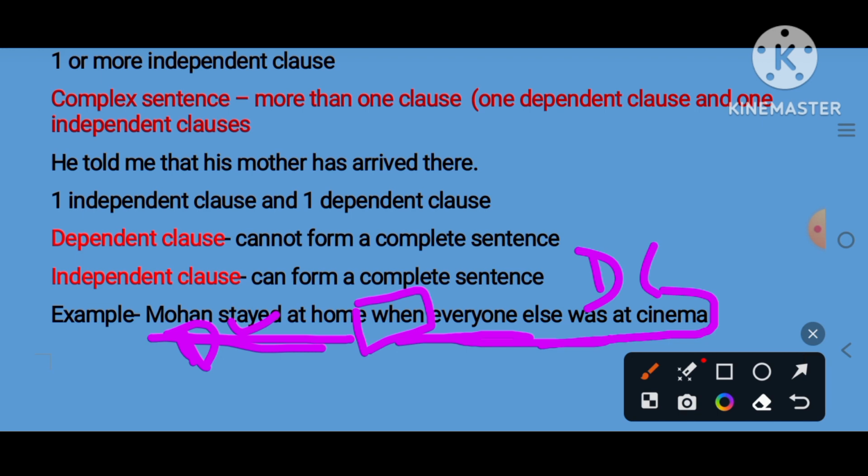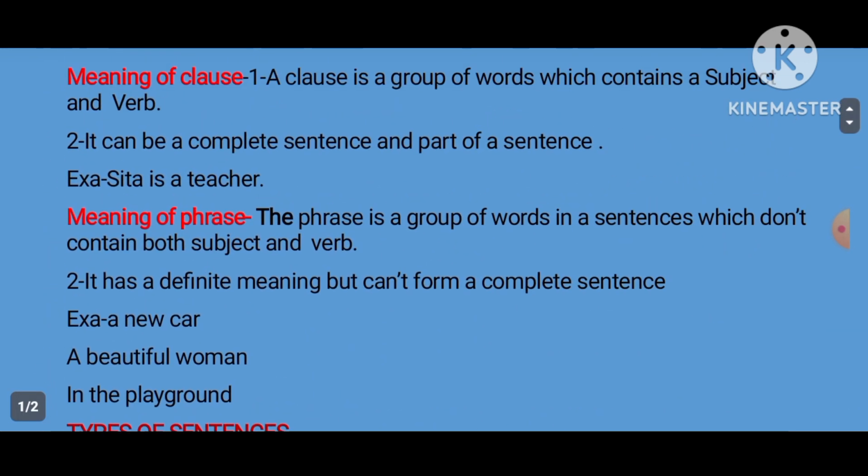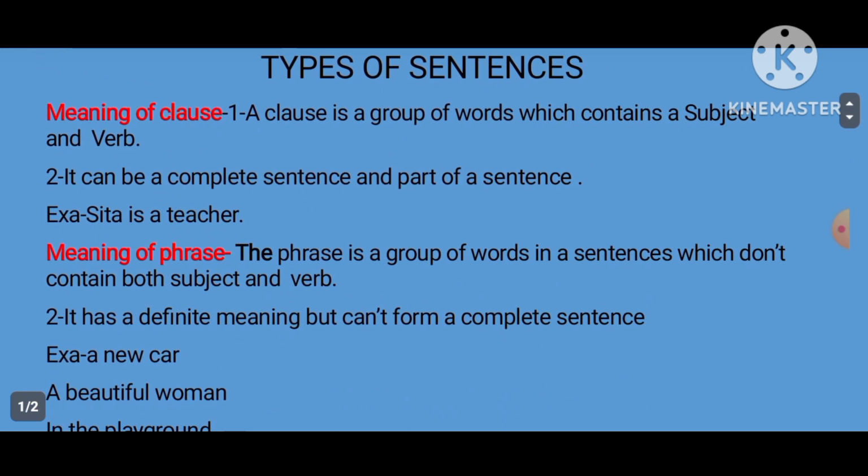So my dear students, I think all of you understand the basic knowledge about the types of sentences and the difference between clause and phrase. In the next video I will explain what is the noun clause and what is the relative clause. Before that you must have clear knowledge about the clause and phrase.